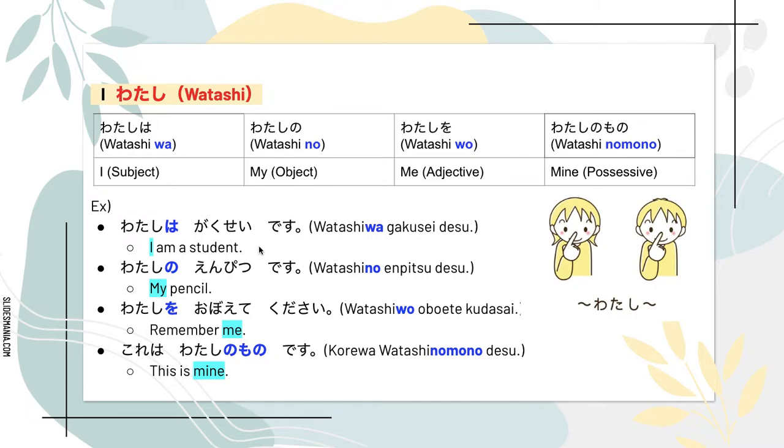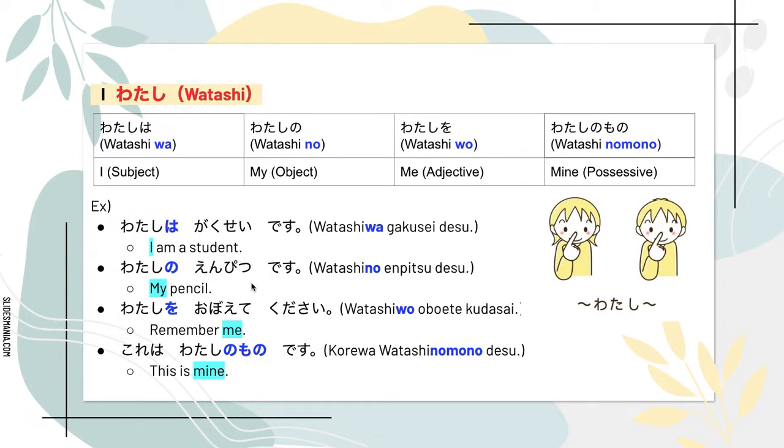Okay, the first example is for the subject sentence. In English, it says, I am a student. As we go back to this chart, I in Japanese was watashi wa. So, as a sentence, it'll be watashi wa gakusei desu. Gakusei means student.